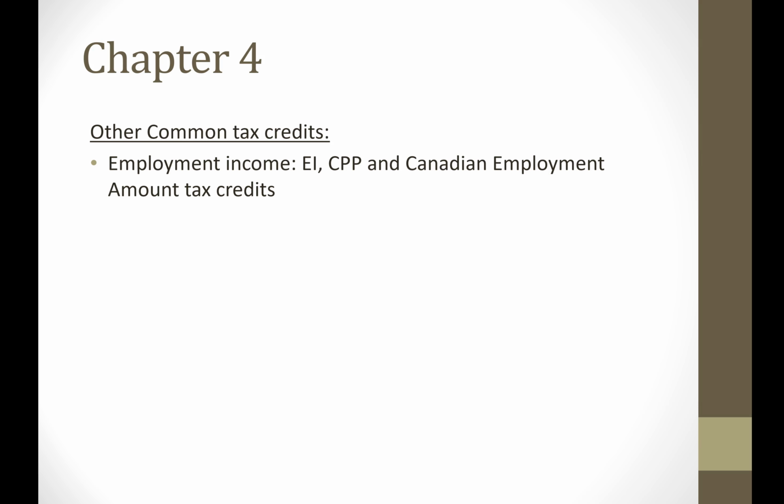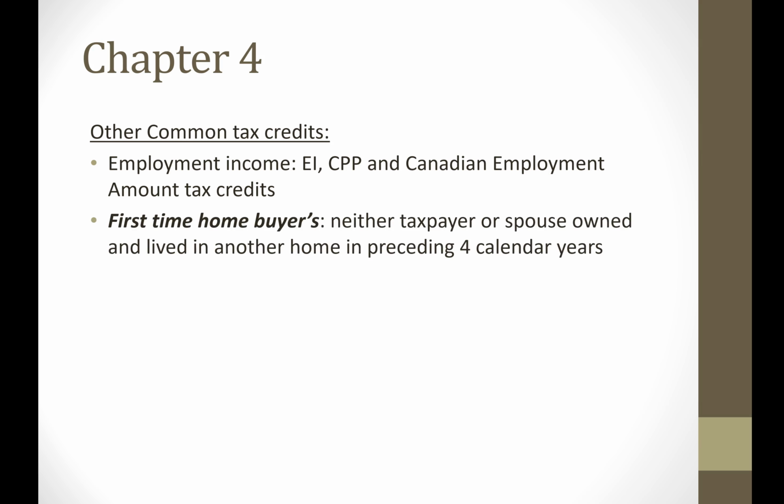If the taxpayer pays employment insurance or CPP, or this could even be for self-employed individuals that pay employment insurance and CPP, they get a tax credit for those two amounts. And also there's what's called the Canadian employment amount, which applies to just employees that earn employment income. There's a first-time homebuyer's amount.